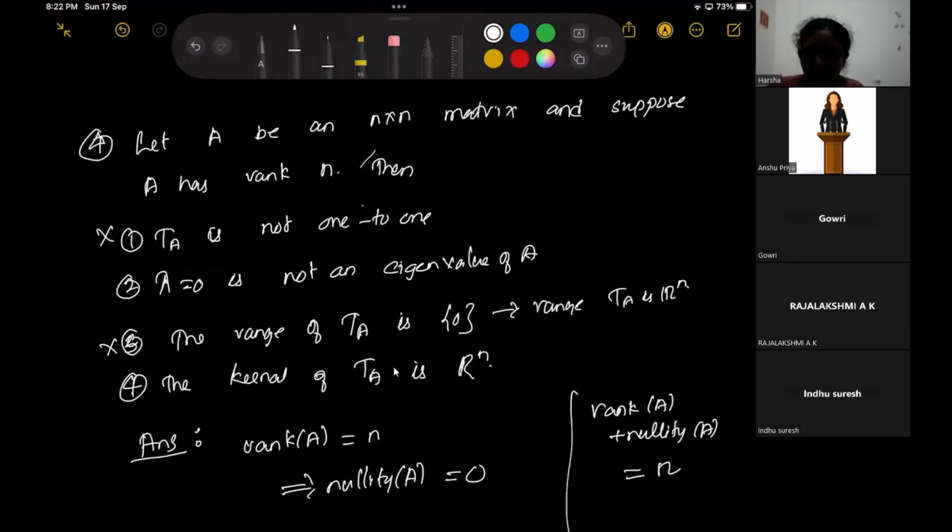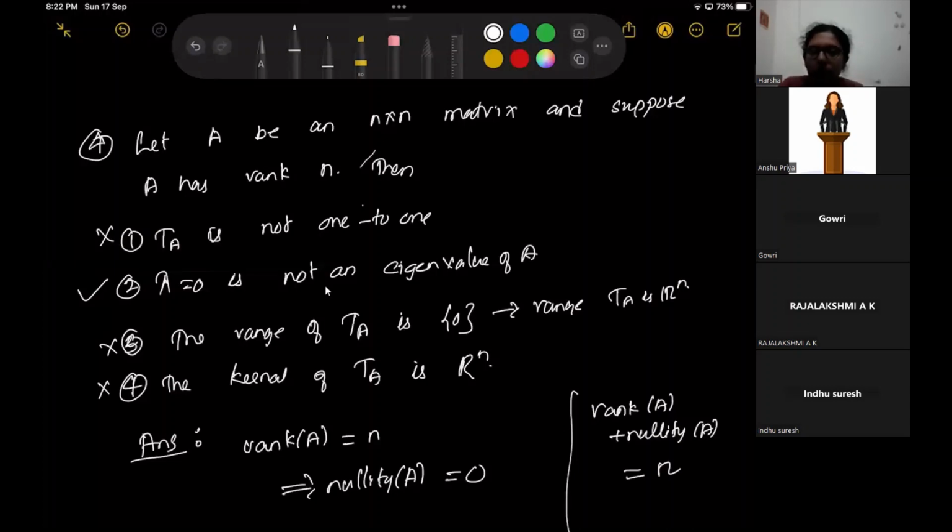And the kernel of TA is Rn means the null space of TA is Rn. It is false. If the null space is Rn, then the nullity will be n. But here, since rank is n, nullity is 0. So the kernel cannot be Rn. Correct? So this is also wrong. Now, coming to option second, it is correct obviously because A is an invertible matrix. It has rank n, so it is invertible. If it is invertible, its determinant is non-zero.